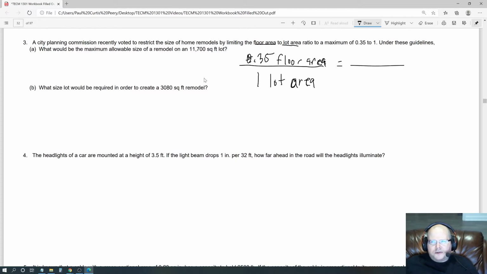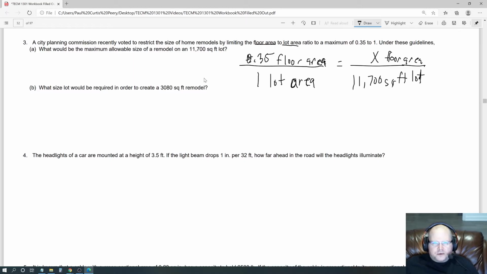Okay, now under these guidelines, what would the maximum size of a remodel on a 1,170 square foot lot be? Okay, so we're going to put the lot down here. And of course, you put square foot lot. And they are asking specifically what is the maximum allowed size of the remodel. So they're actually asking for the floor area.